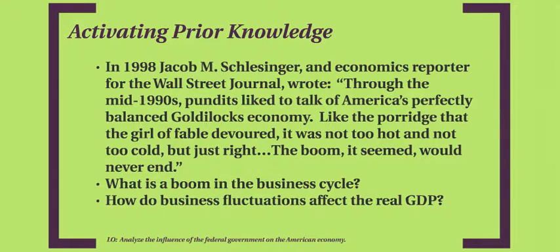In 1998, Jacob M. Schlesinger, an economics reporter for the Wall Street Journal, wrote, "Through the mid-1990s, pundits like to talk of America's perfectly balanced Goldilocks economy. Like the porridge that the girl of fable devoured, it was not too hot and not too cold, but just right. The boom, it seemed, would never end." What is a boom in the business cycle? And how do business fluctuations affect the real GDP?